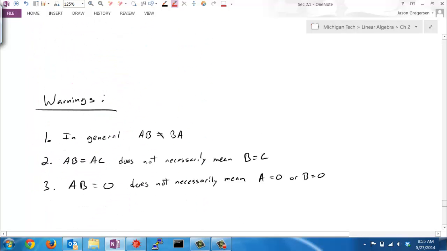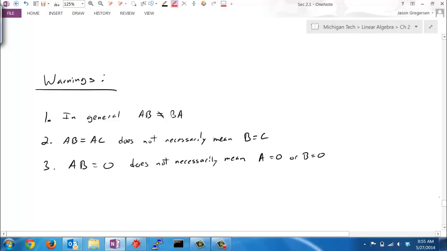The last thing I do want to comment about is some special warnings because of this lack of commutativity. Because we don't have commutativity, we're going to have some weird things. If A times B equals A times C, that does not necessarily mean that B is equal to C. Well, why not? Because normally to show that B is equal to C, you just divide both sides by A. But what does division mean? We don't have a definition for that thing. That's going to be a problem.